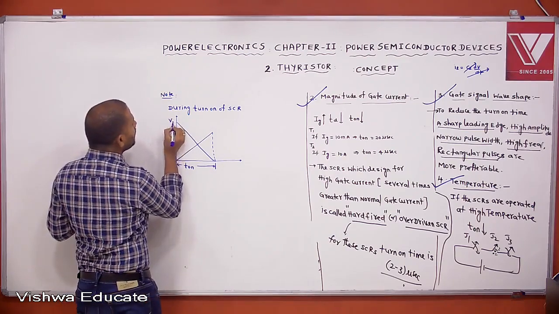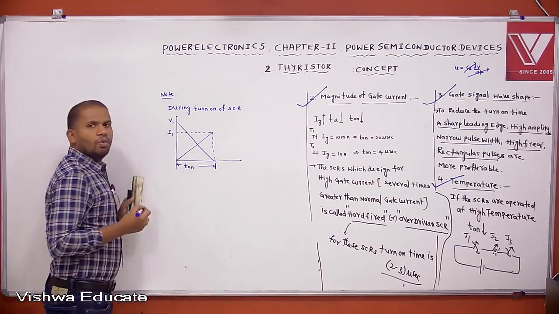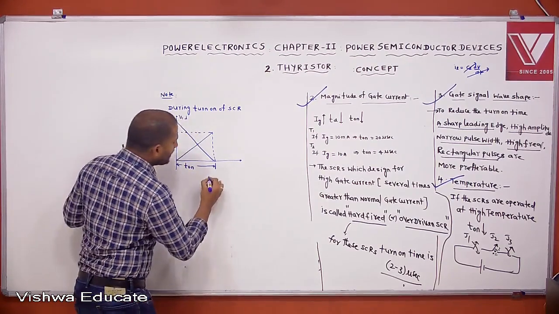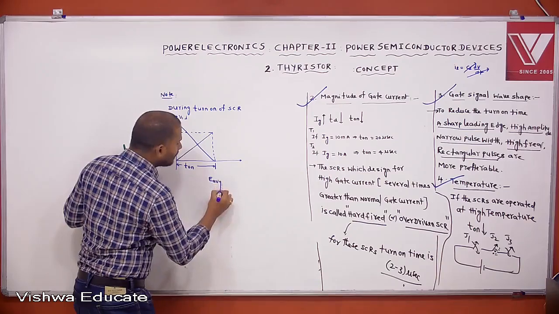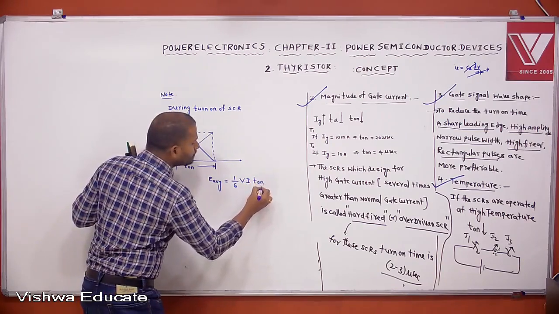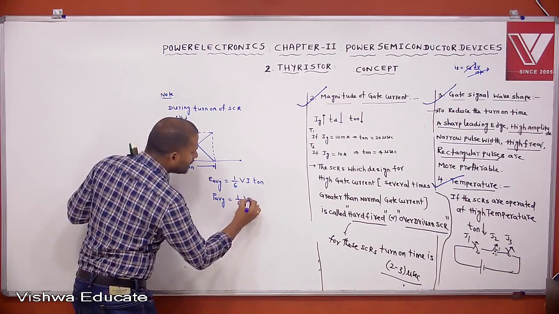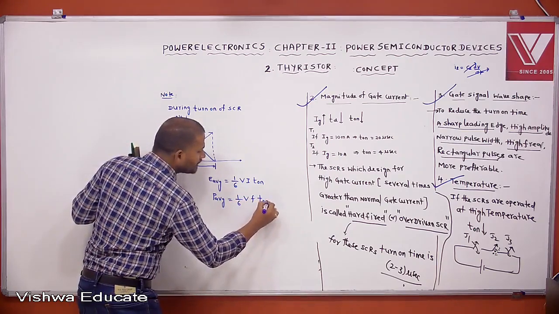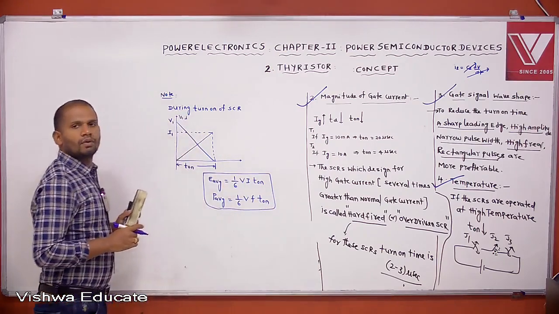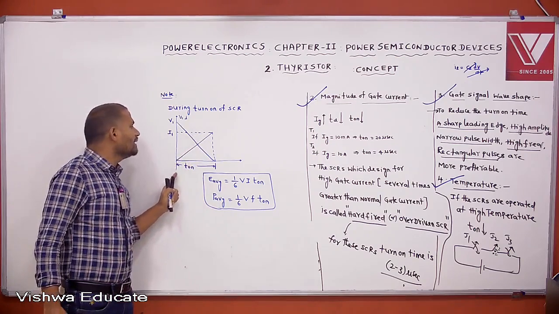Let this voltage be V1 and this current be I1. Voltage is linearly falling, current is linearly rising. Then what is the average energy loss? The average energy loss equals 1 by 6 VI into T on. What is the average power loss during turn on? 1 by 6 VI into f into T on. This derivation I already gave at the start, but remember it like this also. What is the average energy loss during turn on of SCR if the current is linearly rising?